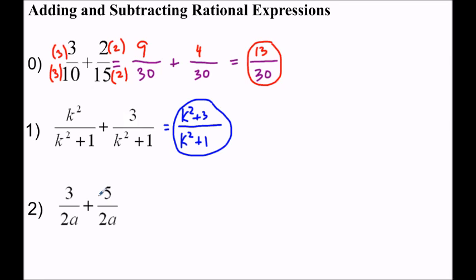Okay, so hopefully you worked out number 2. If not, do that now. Pause the recording. Number 2 looks something like this. We're going to keep our denominator of 2a. Numerator is 8. 8 over 2a is 4 over 1a. We have our final answer.